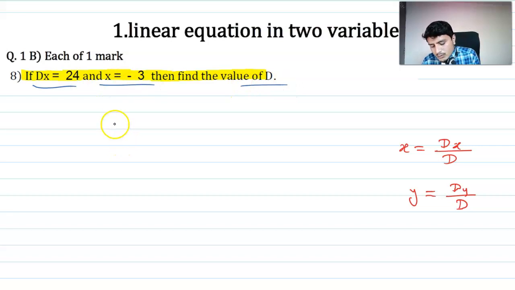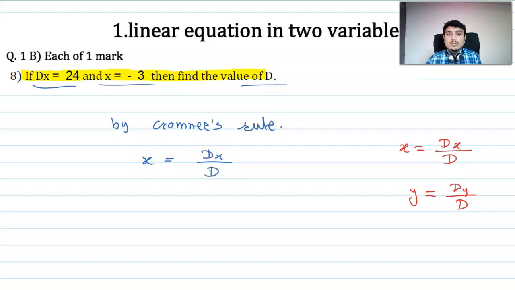So now here we have the dx value and the x value, we have to evaluate d. By Cramer's rule, to evaluate the value of x, dx divided by d. Try to replace now the known values. Which are the known values? x is minus 3. So x is equal to minus 3, and the value of dx is 24. So minus 3 is equal to 24 divided by d.